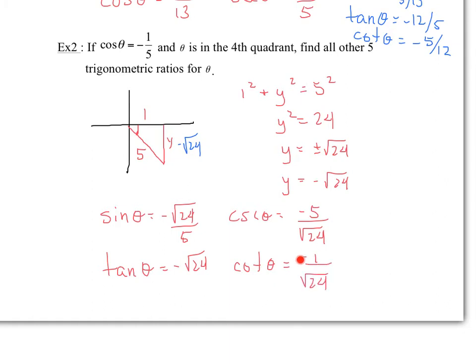Right? So again, I kept the negative up top, but you flip this fraction around, it's over 1. Now you have 1 over square root of 24. And the last one we need is the reciprocal function of cos, and that's just flipping this fraction around. So you'd have negative 5 over 1. Okay, that's it for that.